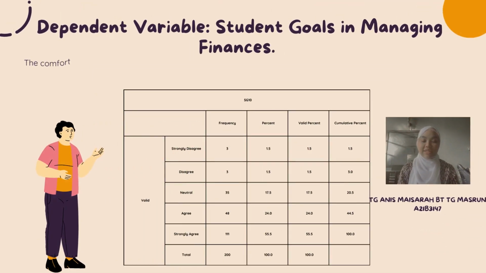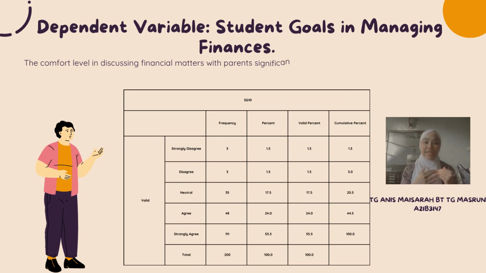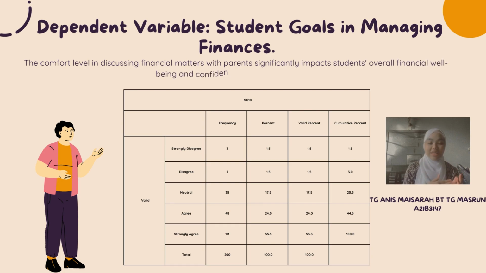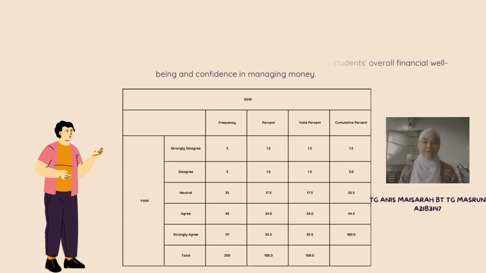Last but not least, SG10. 55.5% of respondents strongly agree with the statement, which is the highest percentage, while 24% agree. A smaller proportion disagree and strongly disagree, the same, which is 1.5%. 17.5% of participants took a neutral stance.